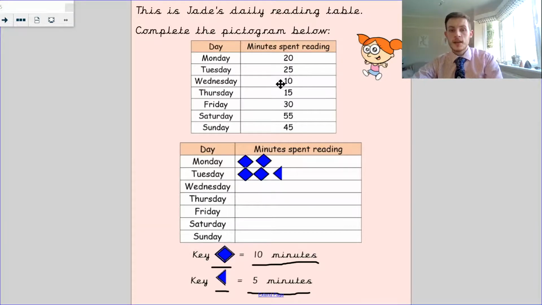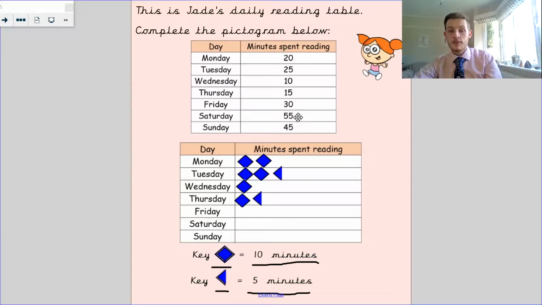Let's do Wednesday. She read for 10 minutes. So how many full pictures do we need? 10. We need 1. On Thursday, she read for 15 minutes. So we need 10, 20. Oh, 20 is more than 15. So we need to take away a full one and put in a half. Let's check. 10, and then add 5 more for a half. 10, 15. And that's exactly what we need.